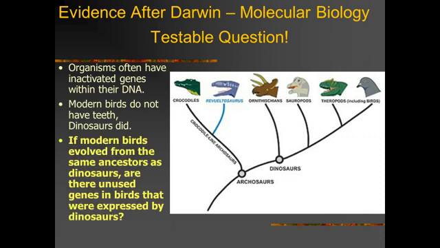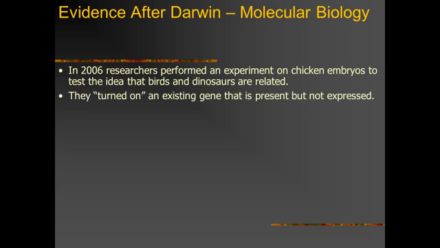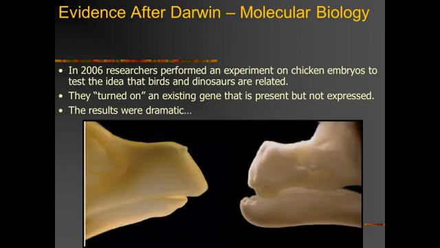If modern birds evolved from the same ancestors as dinosaurs, then there may be unused genes in modern birds that were expressed by dinosaurs. Well, were there? Well, in 2006, researchers activated one of these unused genes in a chicken embryo. They turned on an inactive gene, and the result was an embryonic chicken that began growing very reptilian teeth.